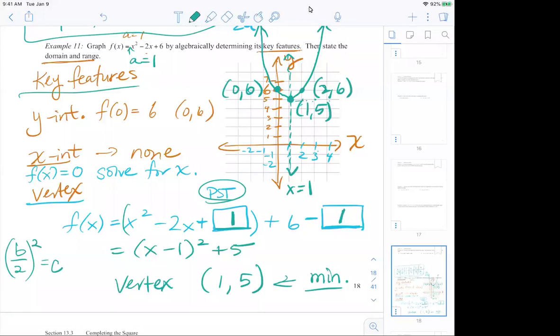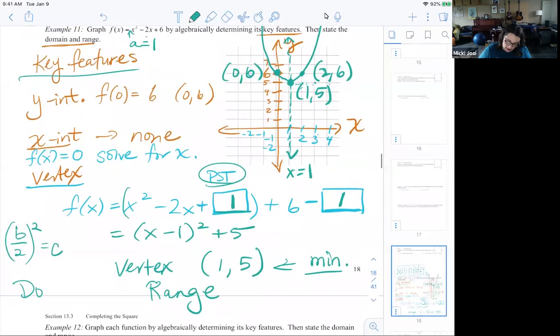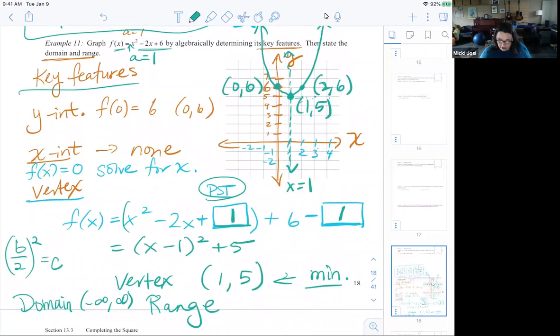Yes. What would be the range for this? The range. Oh, good. I'm glad you brought that up. So the range is the y values. The domain is always going to be, for any parabola, negative infinity to positive infinity, because you can plug in any value of x. There's no restriction, right? If you plug in any value of x, it's not going to give you any kind of wonky answers. You're not going to get 0 in the denominator and things like that.